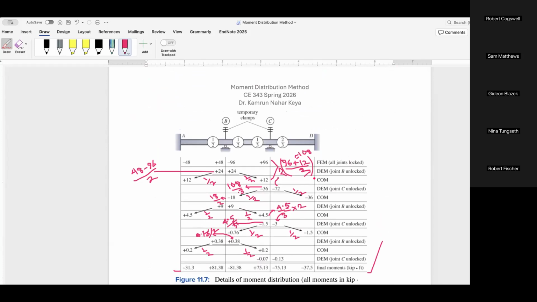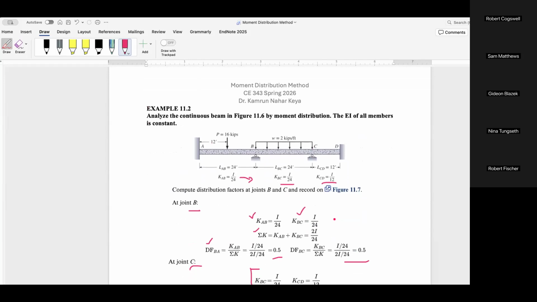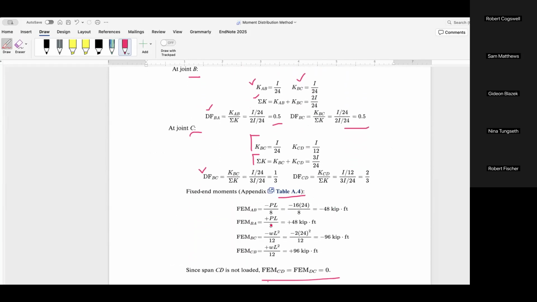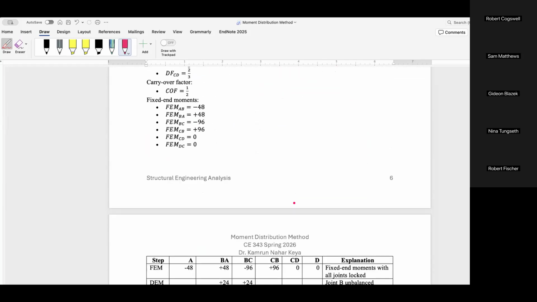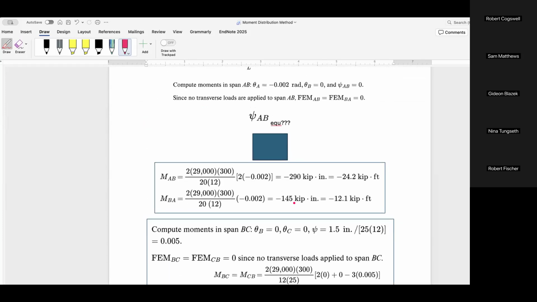So if it has three spans, A, B, B, C, and C, D like this, then maybe I'm not going to ask you to draw the shear force and bending moment diagram. If it's small, only the previous one, then I'm going to ask. So you just need to compute from here the stiffness, then what will be the distribution factor, the fixed end moment, use the table, and then you are good to go. Okay, so it's this one for you guys.